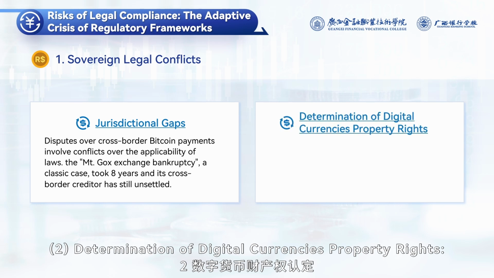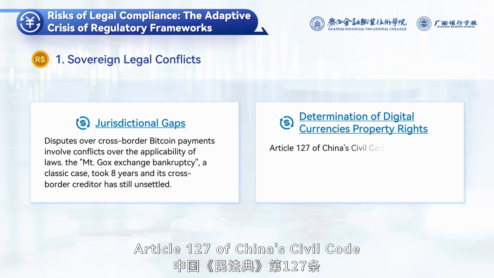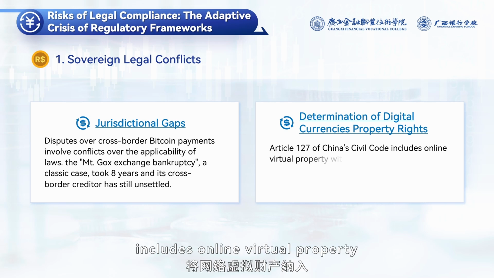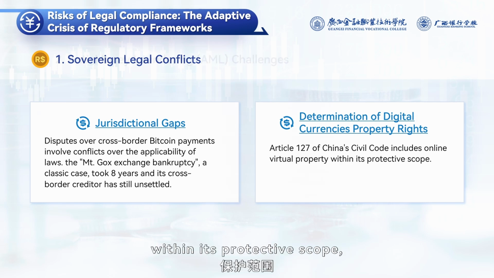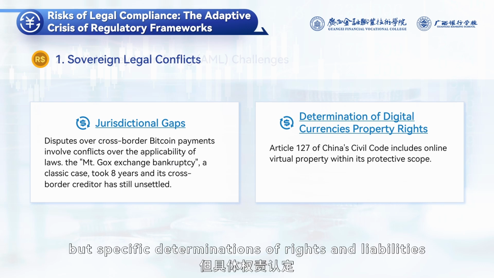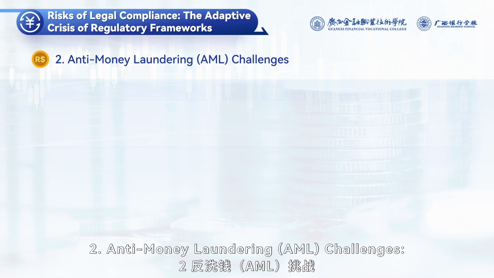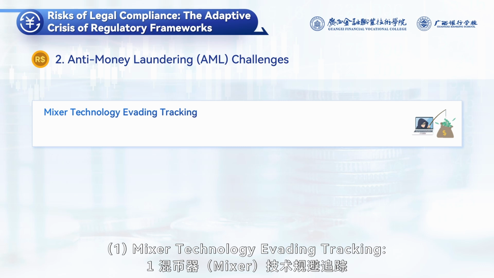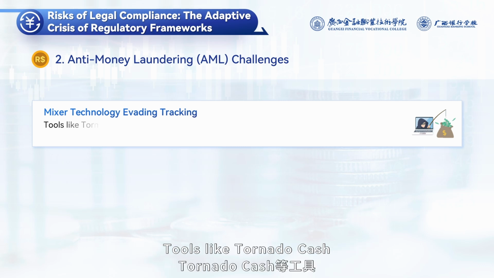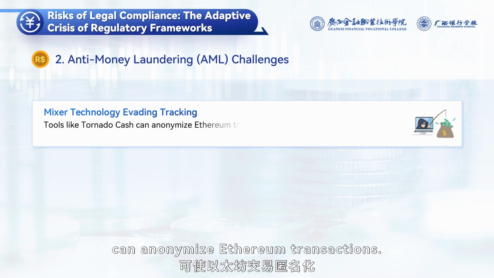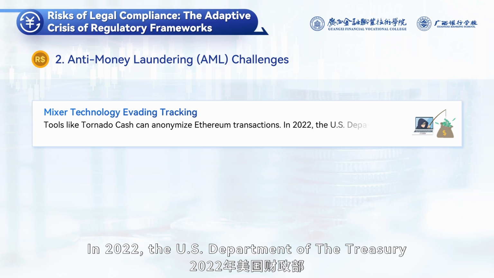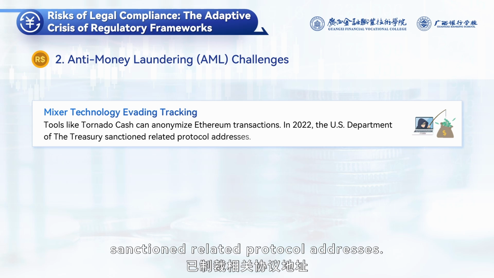2. Determination of digital currencies' property rights. Article 127 of China's Civil Code includes online virtual property within its protective scope, but specific determinations of rights and liabilities lack judicial interpretation. 2. Anti-money laundering challenges. Mixer technology, evading tracking. Tools like Tornado Cash can anonymize Ethereum transactions. In 2022, the U.S. Department of the Treasury sanctioned related protocol addresses.